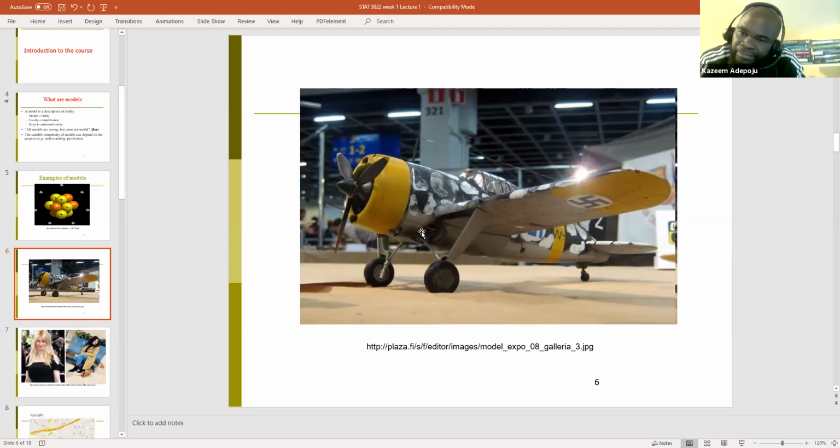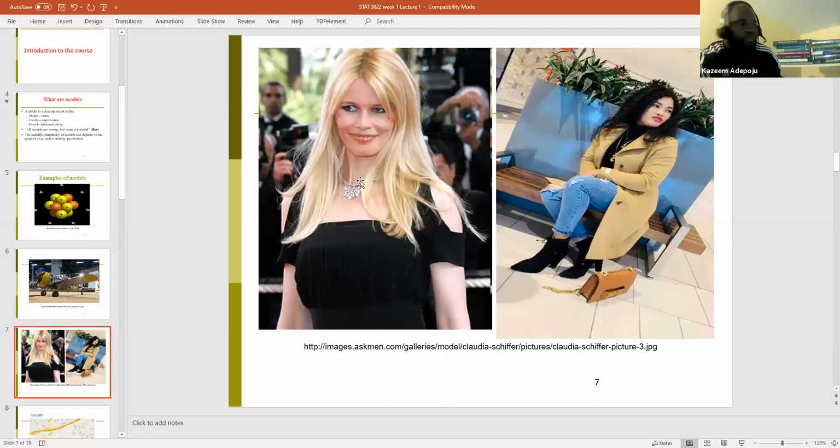Okay. Now, another example of a model. I don't know whether you guys have been to a fashion parade before, where you're going to see some ladies or some guys. They put on some clothes, and all they are trying to tell the world is that this cloth looks so good, it's going to look good on you because it looks good on me. That's a model.